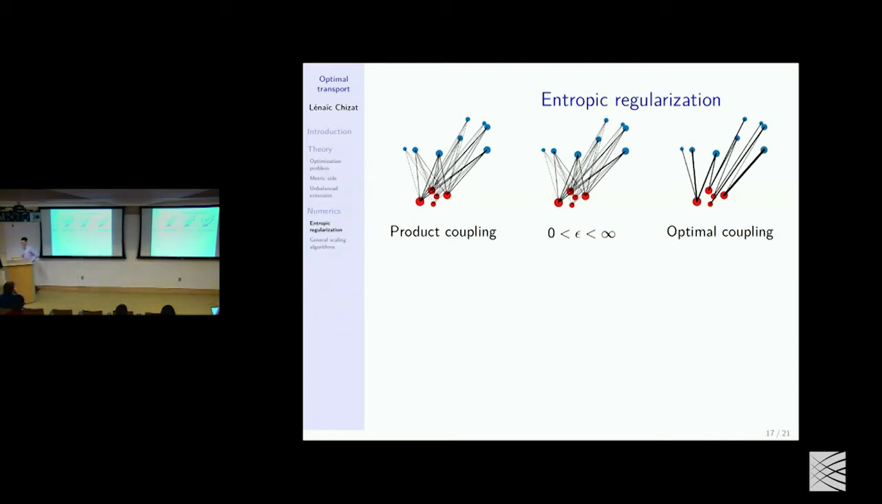Maybe there is a class. That's like making the random variables independent. Exactly. In the probabilistic version, the product coupling corresponds to making your random variables independent.